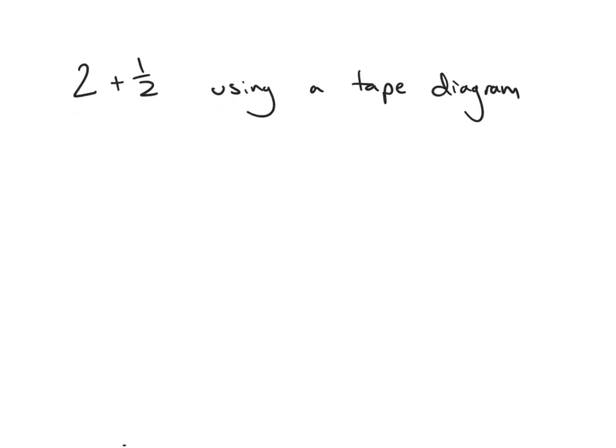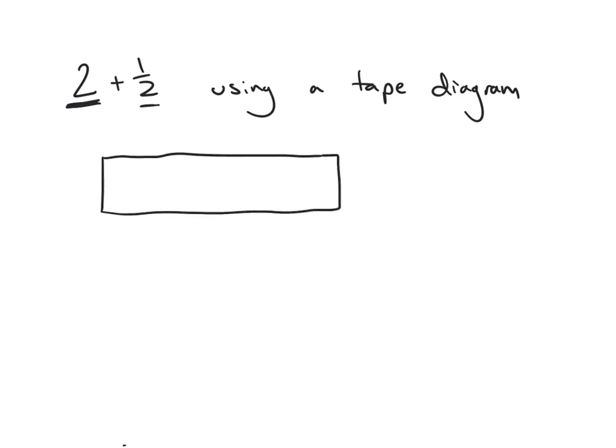So the first problem here, I'm going to be showing an addition problem. If I'm being honest, addition is a little bit easier when we're adding a whole number like 2 to a fraction less than 1 like 1/2. But I'm going to show visually how this addition works. So first I'm going to create the whole number 2 with a tape diagram. So what I've done is I've created two equal parts. Each one is equal to one whole. So this is one whole and this is one whole.